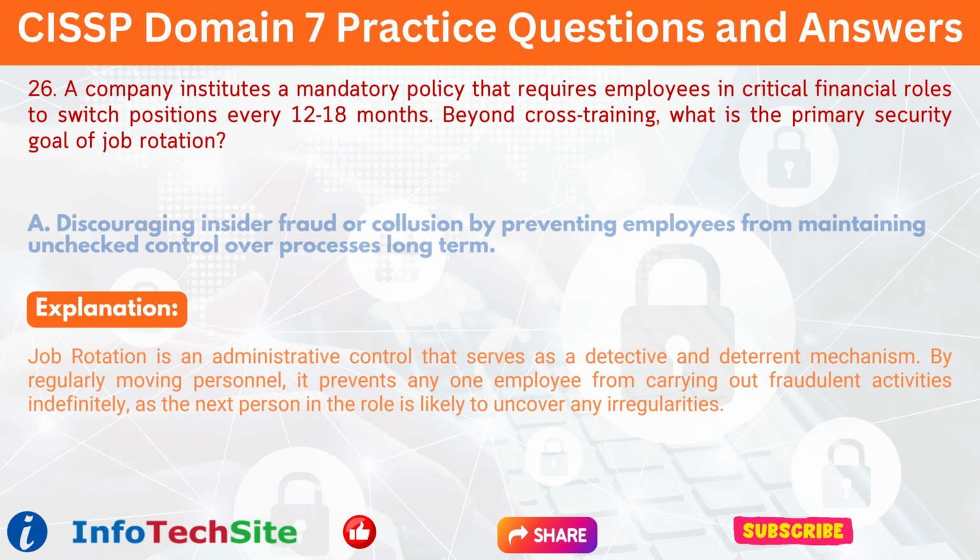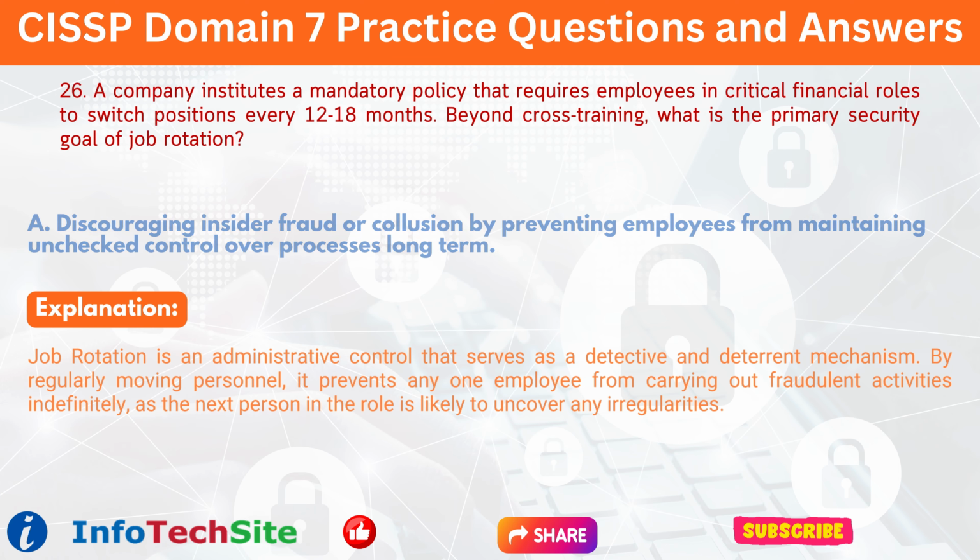The correct answer is A. Discouraging insider fraud or collusion by preventing employees from maintaining unchecked control over processes long-term. Explanation. Job rotation is an administrative control that serves as a detective and deterrent mechanism. By regularly moving personnel, it prevents any one employee from carrying out fraudulent activities indefinitely, as the next person in the role is likely to uncover any irregularities.